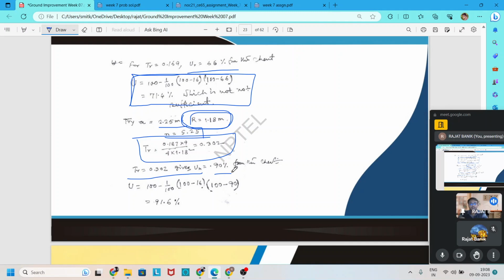So by this trial and error method, we can find out the radius of the sand drain and also find out the thickness and the spacing of the sand drain. And this way, we design the vertical sand drain.